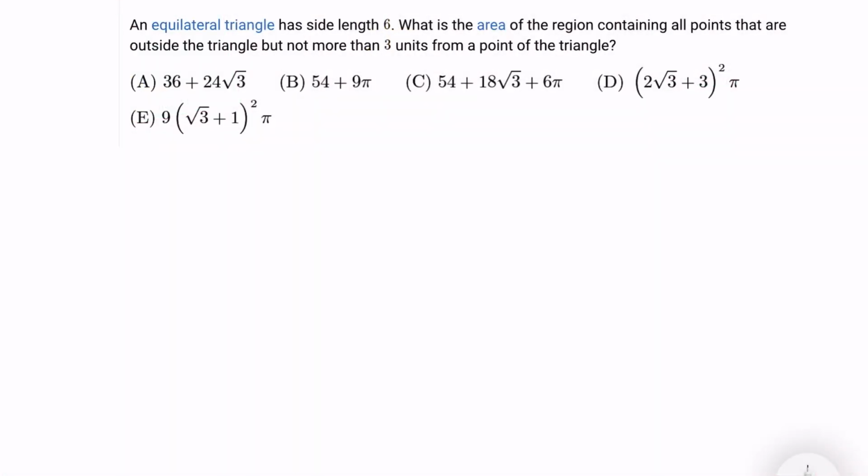The problem states an equilateral triangle has side length 6. What is the area of the region containing all points that are outside the triangle but not more than 3 units from a point of the triangle?